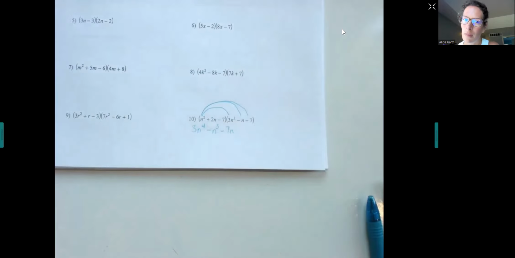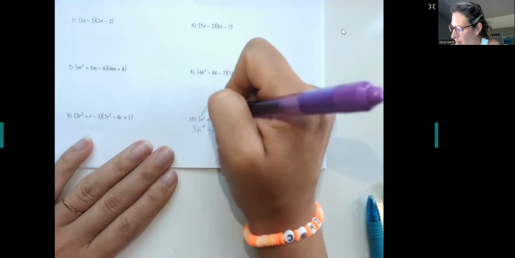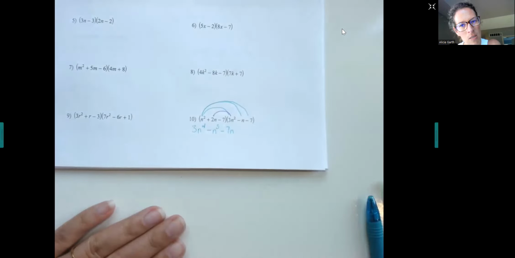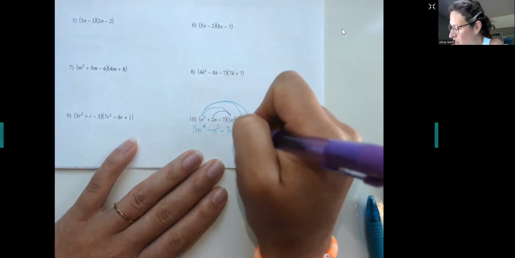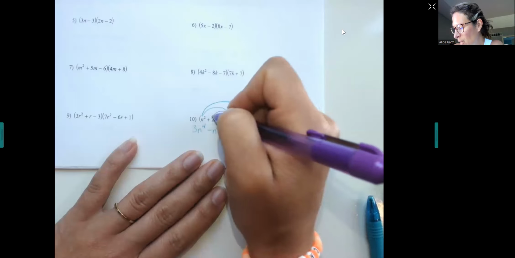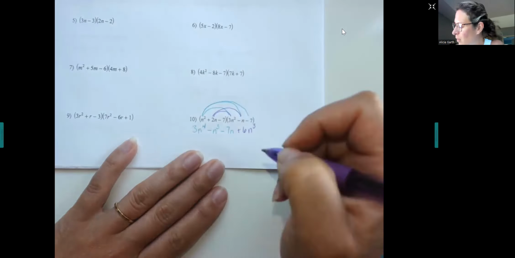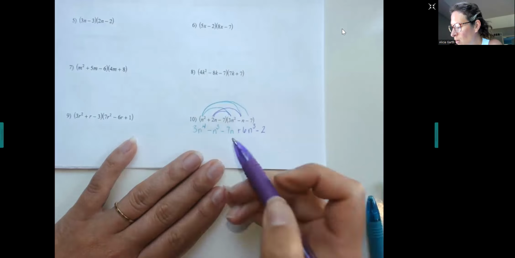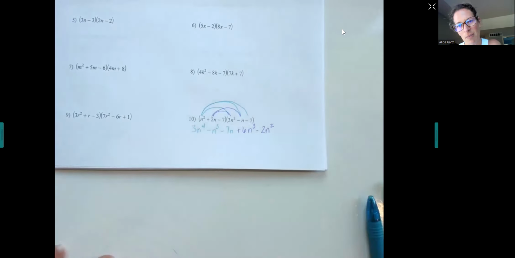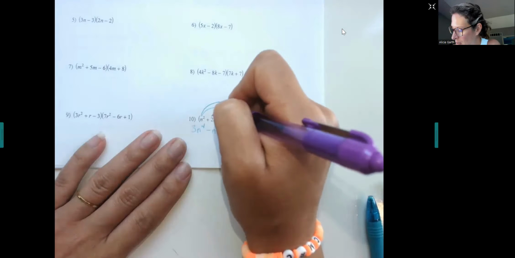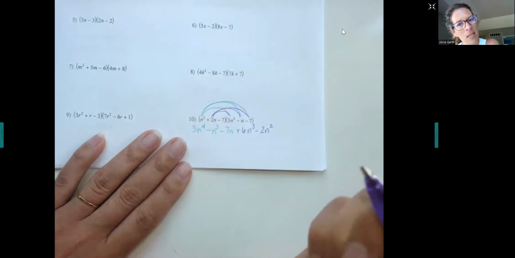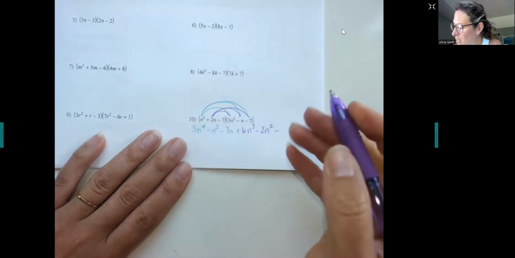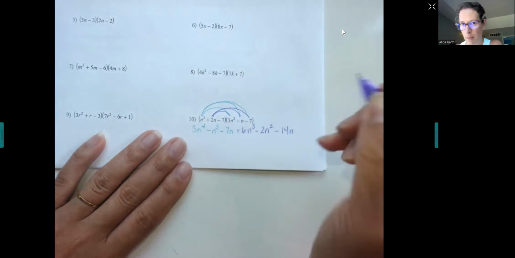Now, in purple, we're going to have 2n times 3n squared. 2 times 3 is 6. N times n squared, that would be 3 n's, so I have n cubed. I have 2n times a negative n, so it's minus 2n times n. You'll notice there are 2 n's there. It is n squared. And 2n times negative 7 is minus 2 times 7, which is 14n.